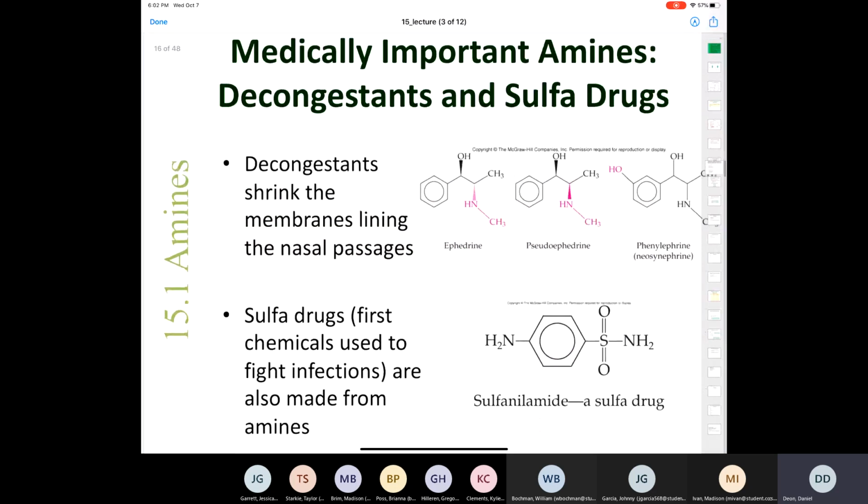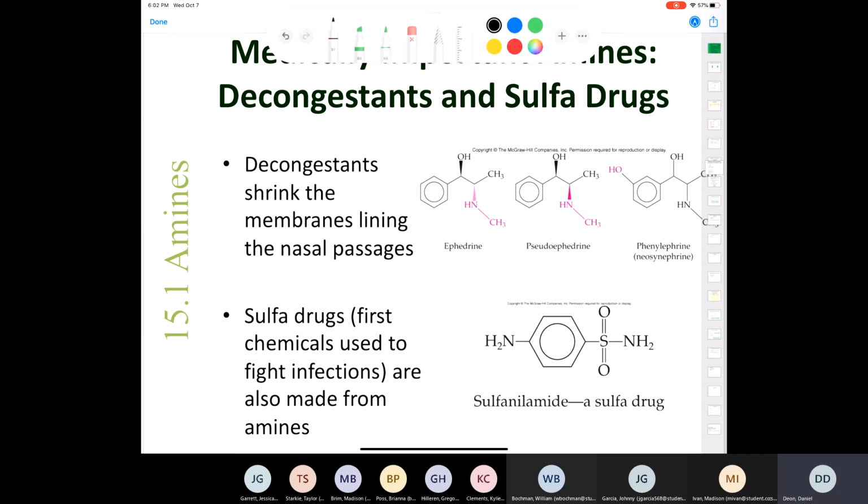What else? Decongestants. You've probably all heard of ephedrine and pseudoephedrine. Ephedrine used to be marketed in things like Contac C, a cold medication that you used to be able to buy over the counter. But the problem with that is that people were buying the cold medication and reducing off this hydroxyl here. And when you do that, you end up with methamphetamine. So it was a quick way to convert cold medication into meth.